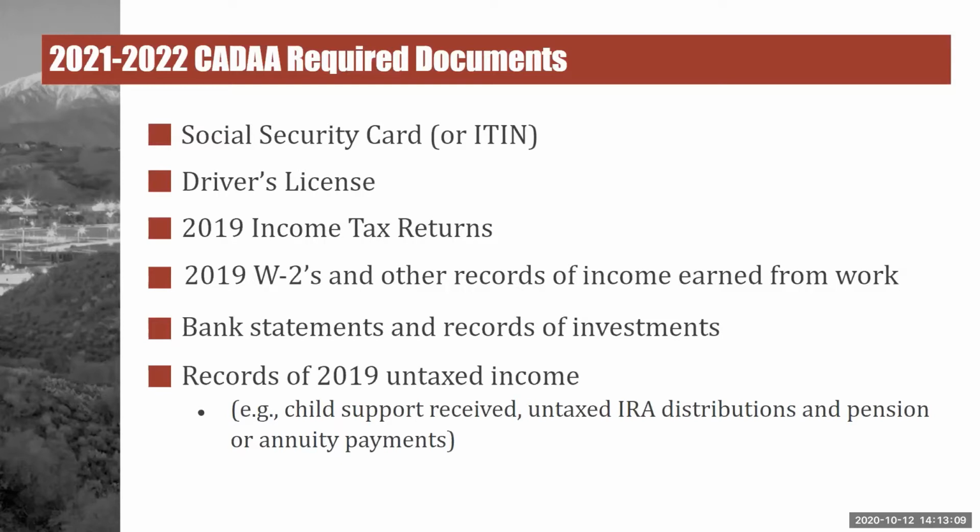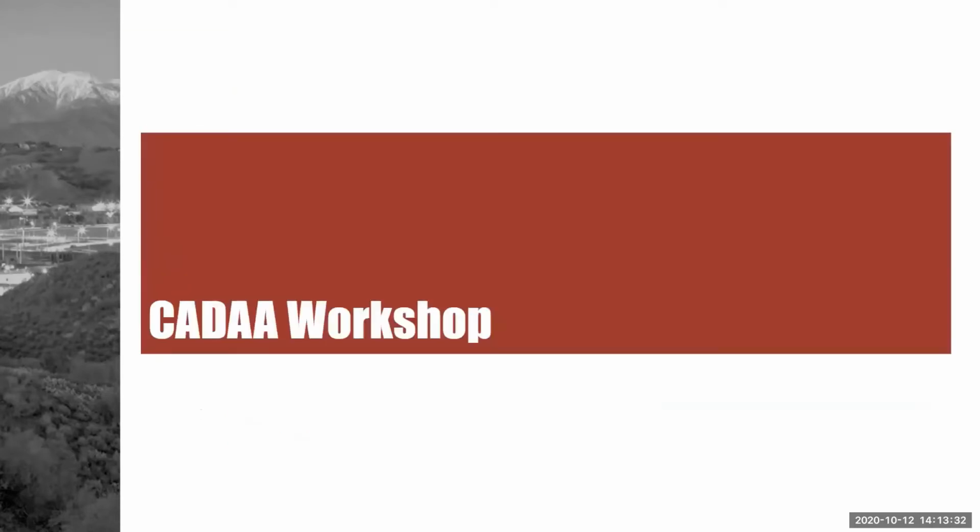Driver's license, 2019 income tax returns, 2019 W-2, and other records of income earned from work. Bank statements and records of investments and records of 2019 untaxed income, for example, child support received, untaxed IRA distributions, and pension or annuity payments. If some of the documents covered don't apply to you, that's okay. Gather what is applicable to your situation.